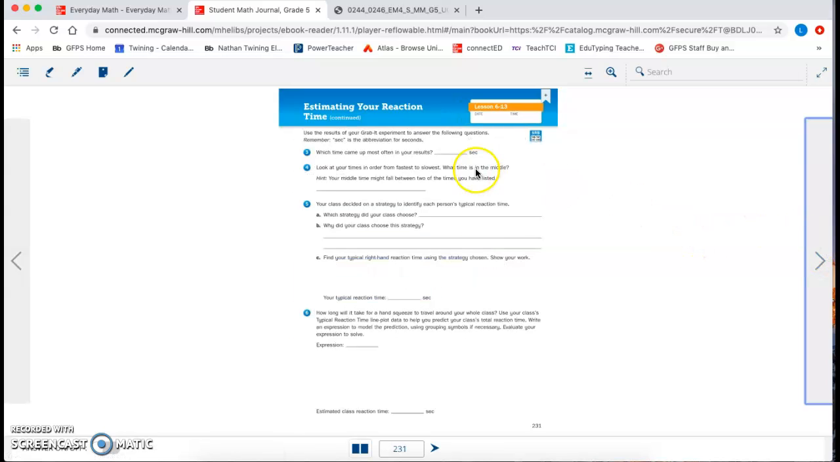Okay, and then there's some other work with looking at your reaction time. Just kind of like the homework. Remember, this is optional.